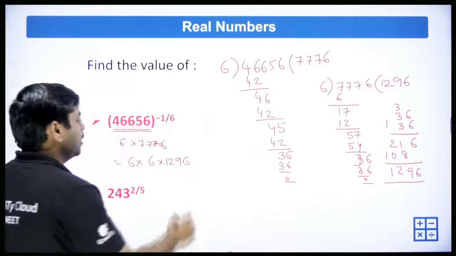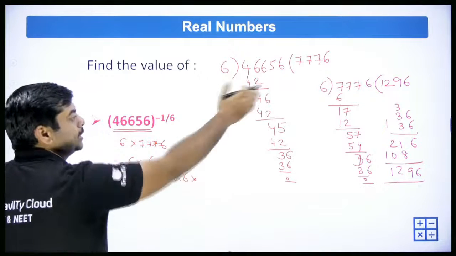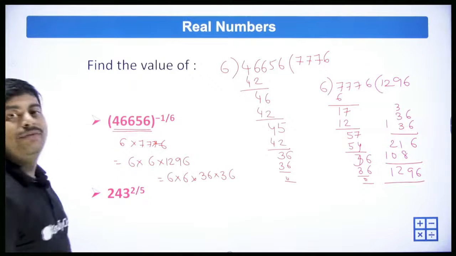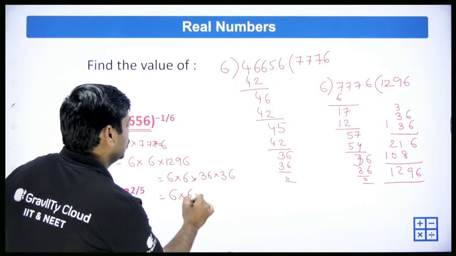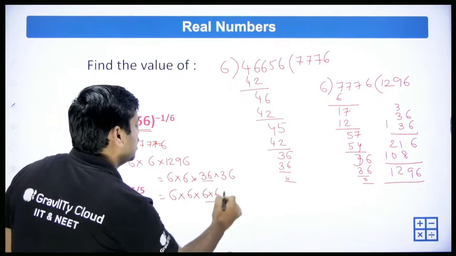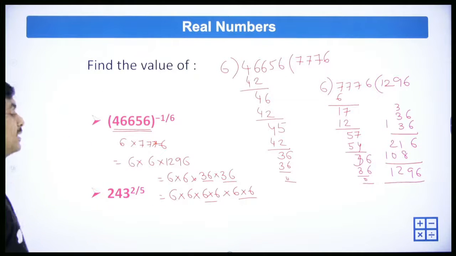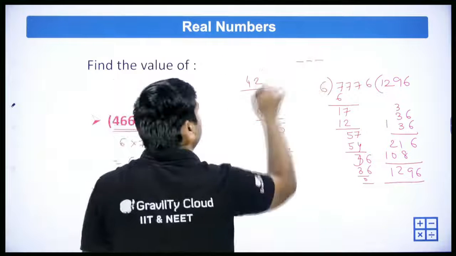So what I can say, it is equal to 6 into 6 into 1296, which we can write as 36 into 36. 36 we can again write as 6 into 6, and this 36 is again 6 into 6. So in total we have 6 times the number 6. Okay, let me erase all this so that we can get some place to write.